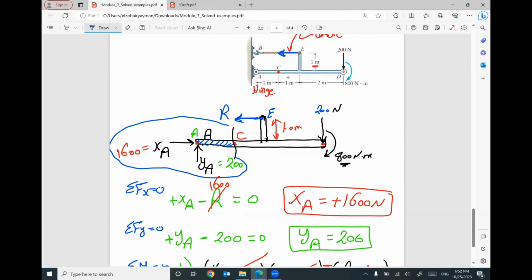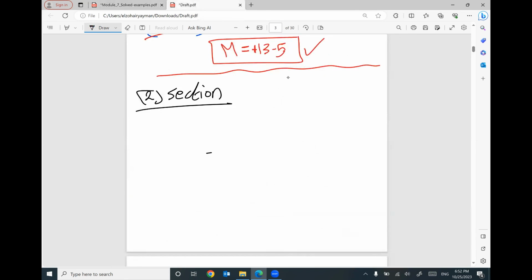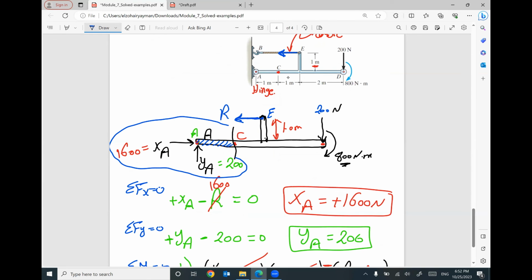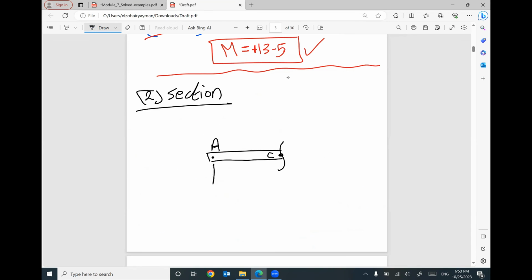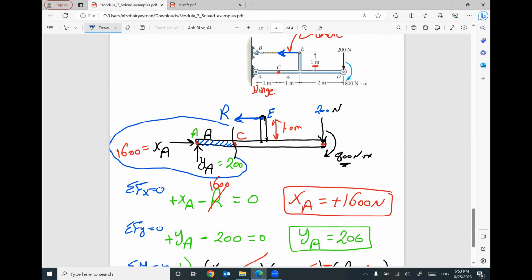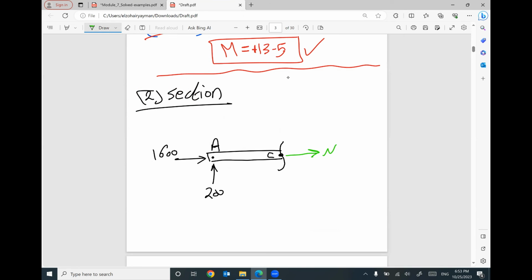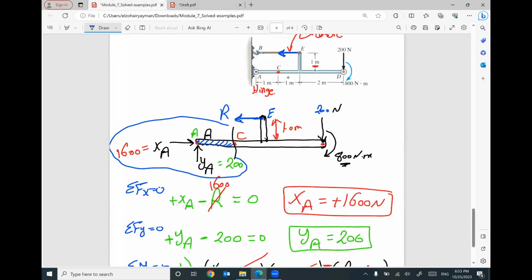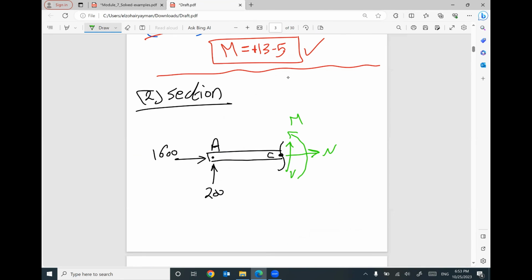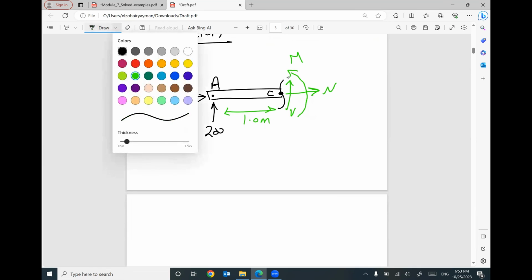Your left part looks like this little part, AC. Here is your cut. Here is A, and this is point C. Keep in your mind, at A, I have two reactions, 1600 and 200. Nothing else. At your cut, C, I will have three internal forces: capital N, parallel, capital V, perpendicular, and the capital moment M. Keep in your mind, this horizontal distance equals 1 meter. Go ahead, for this part apply the three equilibrium equations.